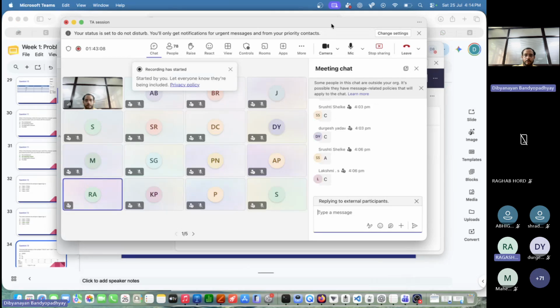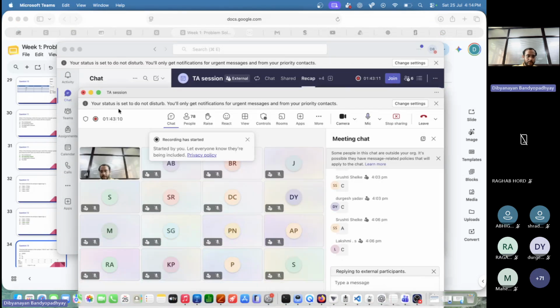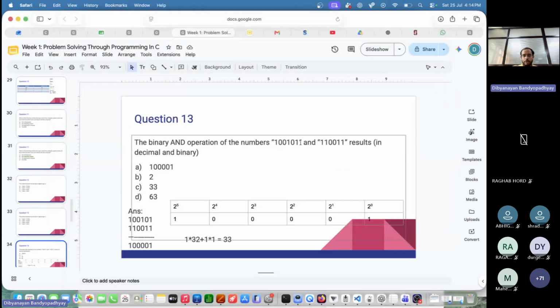Just a second. Let me show you the value. Yeah, 100101. 37, sir. 37. Okay, 37. Anybody? Is it 37? What do you think? Why is it 37? Yes, sir. So let me explain why it is 37.